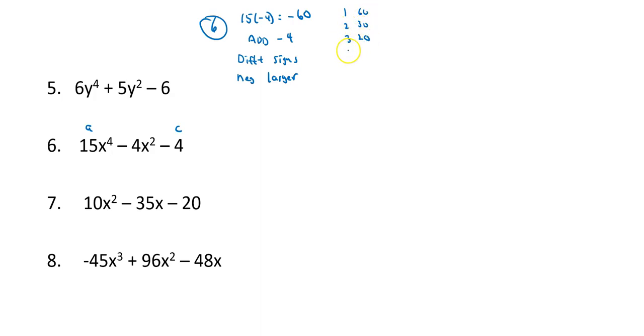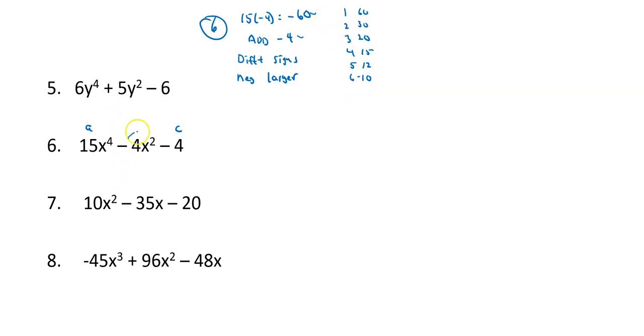All these are factors of 60. 4 and 15, no, they're too far apart. 5 and 12, they're too far apart. Oh, 6 and 10. So let's make the 10 negative and the 6 positive. Negative 10 plus 6 is negative 4. Good. Negative 10 times 6 is negative 60.